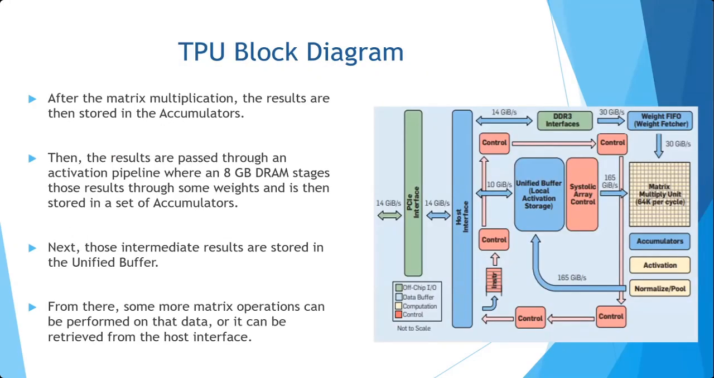So this is a block diagram of the TPU. Basically, the genesis of this is going to be the matrix multiply unit on the right-hand side. And after that matrix multiplication is performed, the results are then stored in the accumulators. And then the results are passed to an activation pipeline where an 8 GB DRAM stages those results through some weights and is then stored in a set of accumulators. After that, the results are going to be stored in the unified buffer in the middle of the picture, the blue rectangle. And then from there, some more matrix operations can be performed on that data in the unified buffer, or it can be retrieved from the host interface.